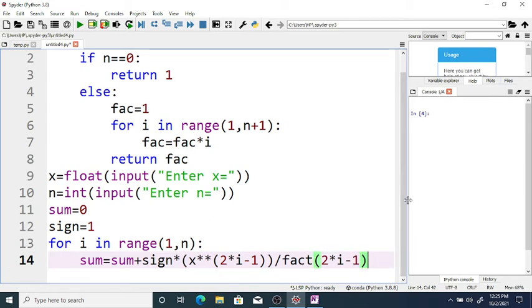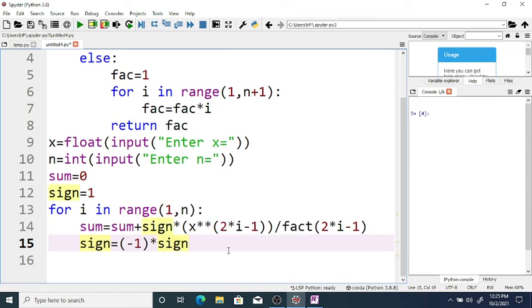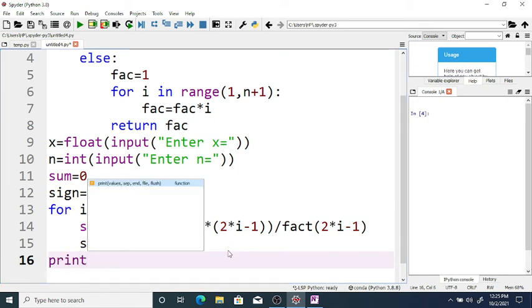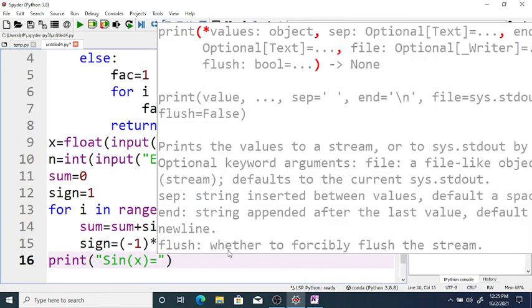Okay, so now next we want to print this sum. Now we want to change the sign, alternate positive and negative. So here we change sign is equal to minus 1 into sign. So first time it is positive, next time it is negative, so alternate positive and negative terms. Next we want to print this, print sin x is equal to sum.